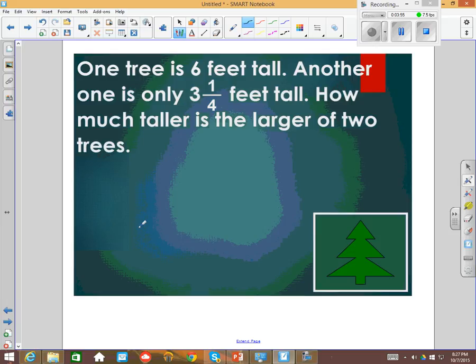One tree is 6 feet tall. Another one is 3 1/4 feet tall. How much taller is the larger of the two trees? Tell me, what operation do we use to solve this? And I'll give you a moment to work it out.